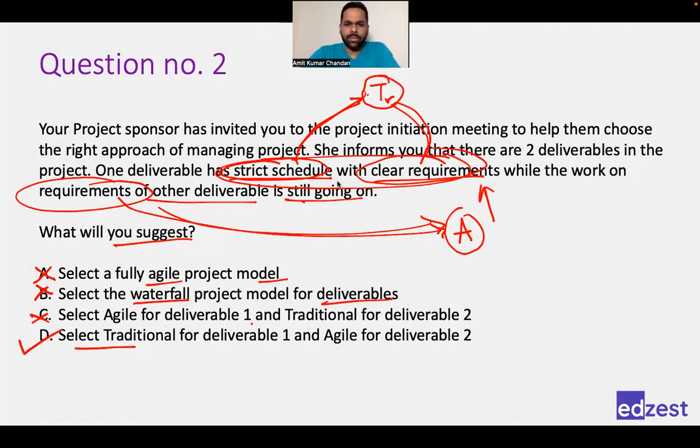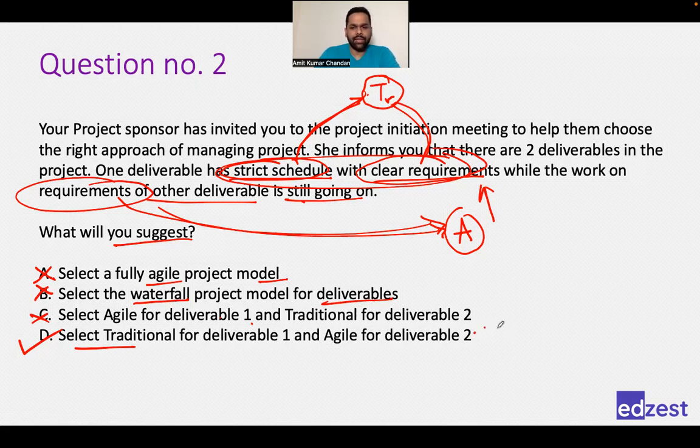Any doubt, anything that came to your mind while you were answering this question, anyone? Bharat, this side. Yes, please. I just had one question. Assuming I have an option like select hybrid model. If that was given in my option, since here a mix of traditional and agile both is there, assuming instead of D, if they have given hybrid model.